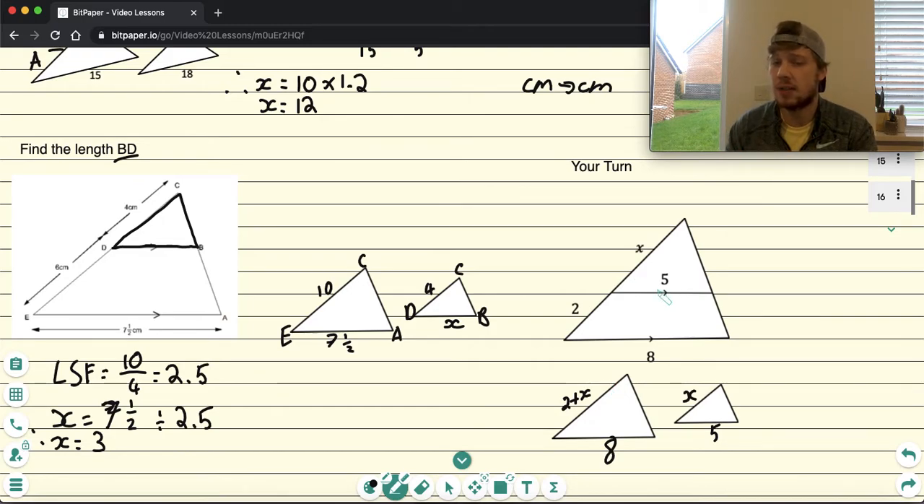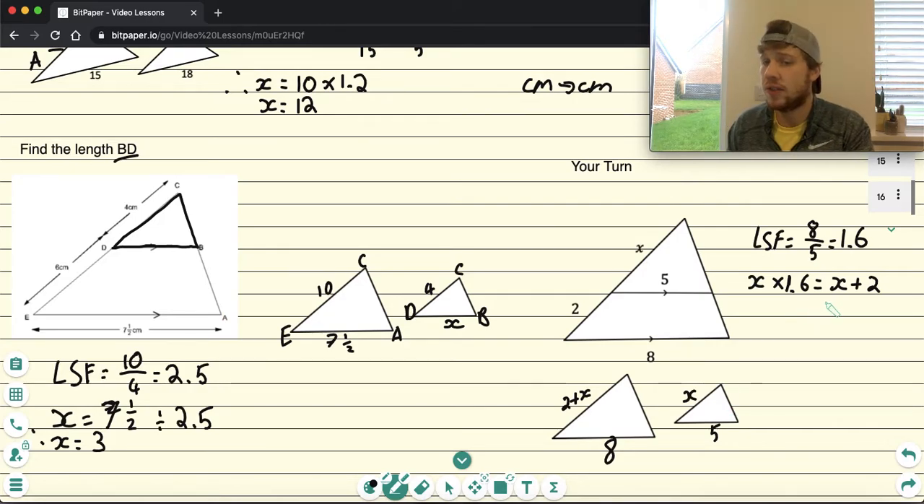Now, to work out the relationship here, again, it's linear scale factor. So that's going to be my value of 8 divided by 5, which is equal to 1.6. And the reason that this is a little bit trickier is because we have two values of x now. I want to find out what my smaller value of x is, and I know the relationship is x multiplied by 1.6 is going to be x plus 2.